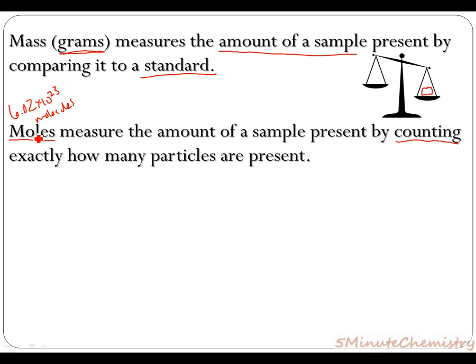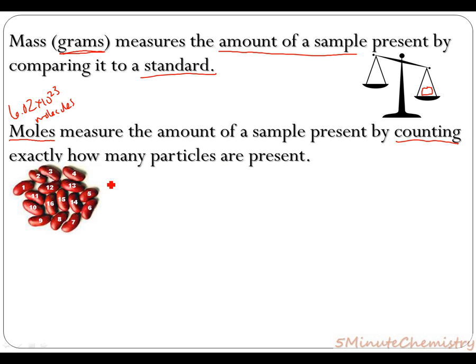Moles are exact numbers. Mass, these are compared numbers. Okay, so we want to count exactly the number that are present. So here you notice that we've labeled every bean has its own number. We have exactly the 16 beans shown.